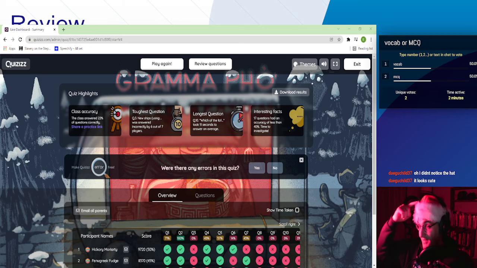Oh, you notice the hat? Yeah, repping some Santa merch here, trying to keep in the season. A reason for the season, you know?